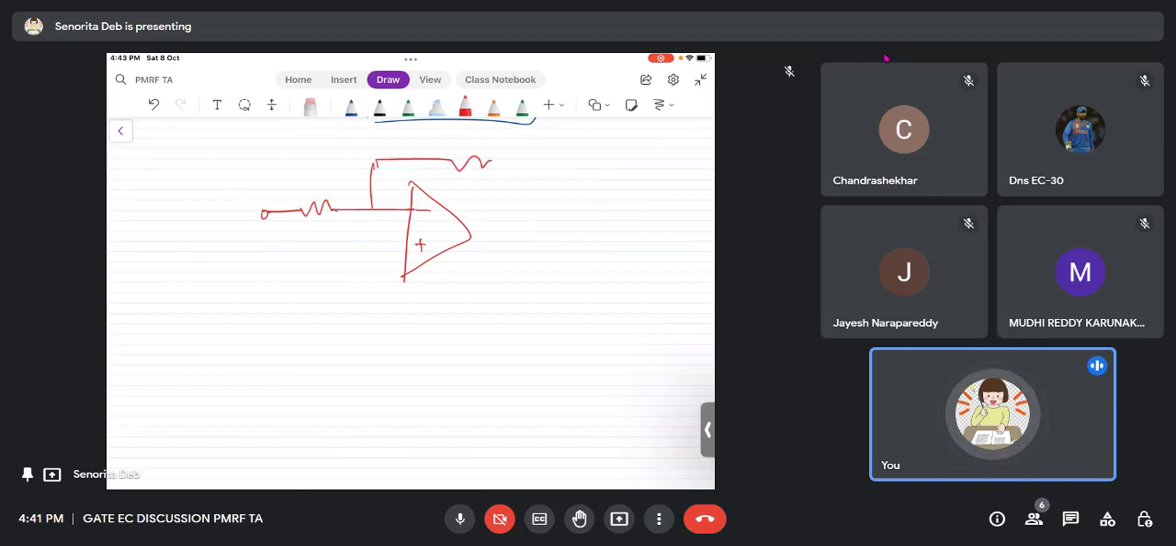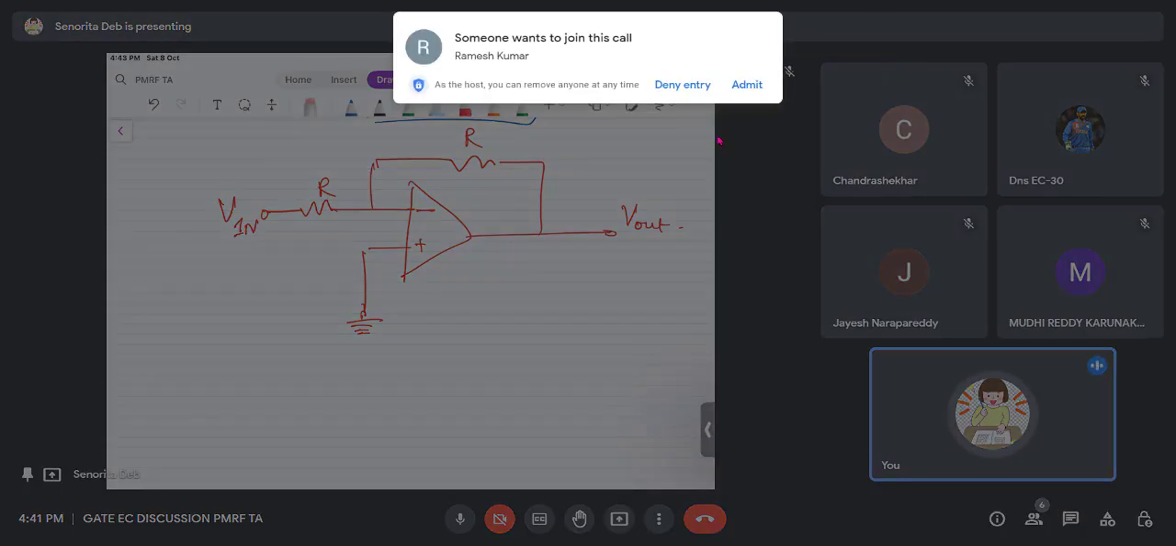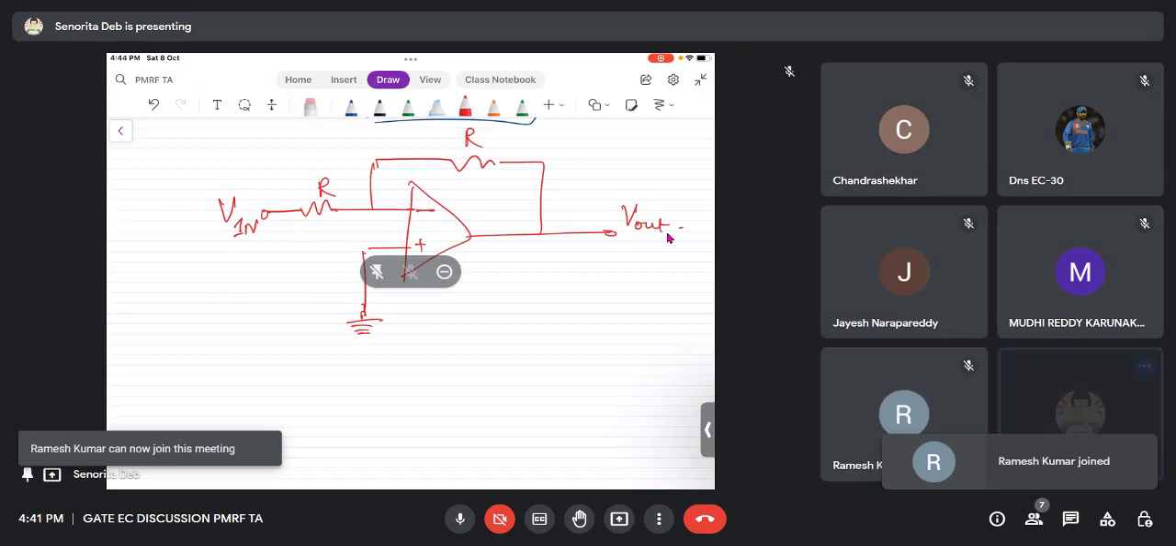We have another configuration here which can be used to understand this. There is something like this, and you ground the other terminal, and there is Vin here, and let's say these two are R, and this is Vout. Okay, so you see that in a negative feedback op-amp circuit, the difference VD will be so small that it can be approximated by 0, right?